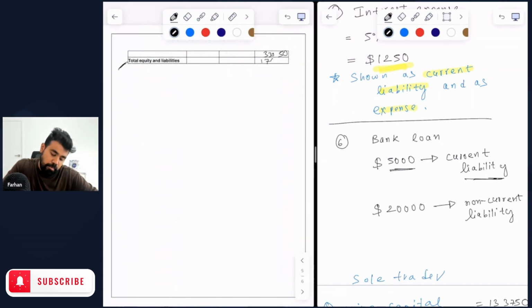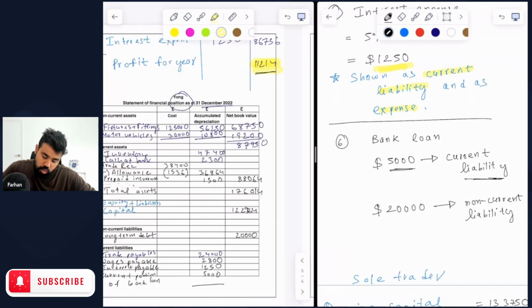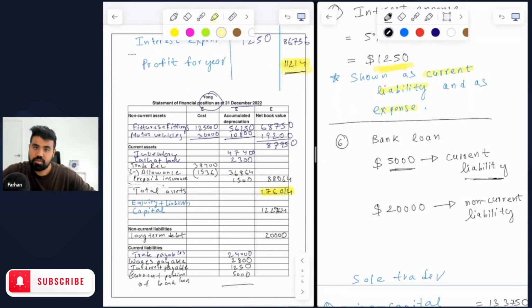You can see it on screen. And let's see if it matches. So total equity and liabilities is 176,014, and the total assets is 176,014 as well, which means our math is correct and the balance sheet is fully done.